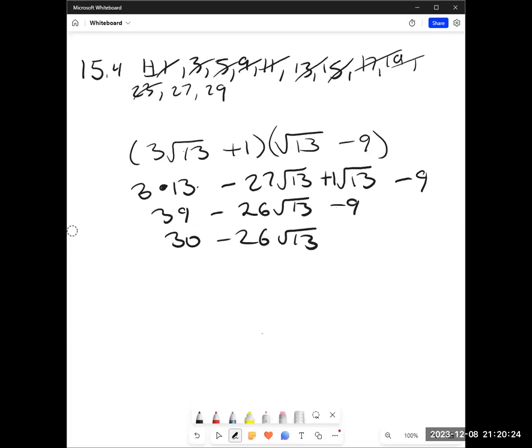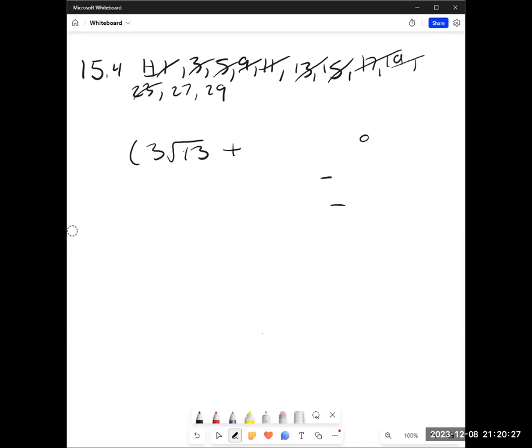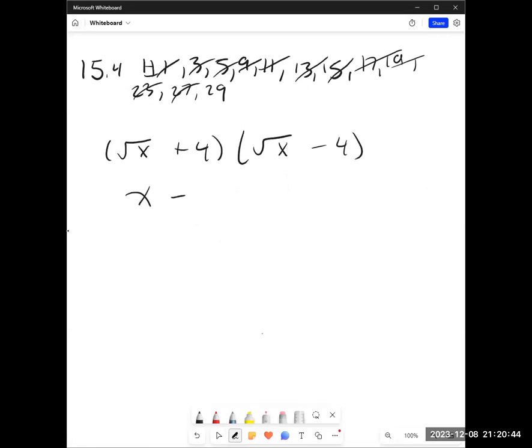One more problem in this video. And that will be the square root of x plus 4 times the square root of x minus 4. Square root of x times the square root of x is x, minus 4 root x plus 4 root x. 4 times negative 4 is negative 16. This simplifies to x minus 16.